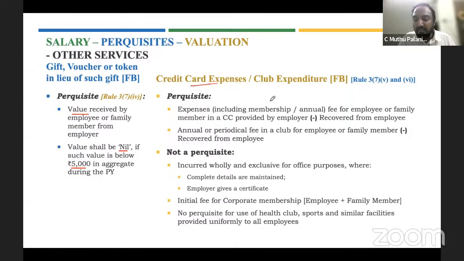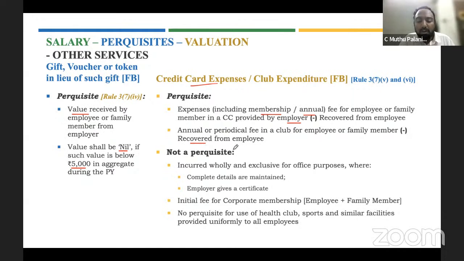Credit card expenses. Of course, whatever it is, including membership fee, annual fee, for the employee provided by employer. So the credit card is given by the employer. Whatever is the actual expenditure minus recovered is basically taxable as perquisites. Annual or periodical fee in a club for employee minus recovered. So that is also an expense, also perquisite. Periodical fee is also perquisite.